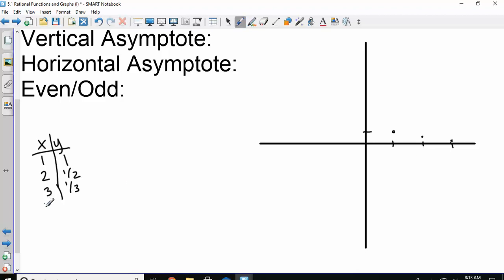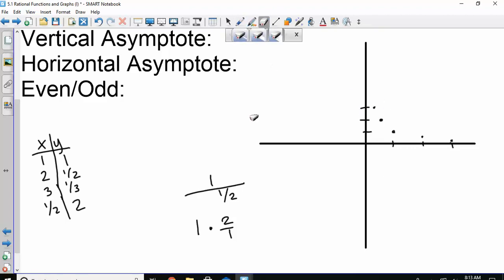what would happen if I put in a 1/2? What's 1 over 1/2? To divide by a fraction, you flip and multiply, don't you? So we get 2. So if x is a 1/2, we get out a 2. If x was a 1/3, then we would get out 3. Can we plug a 0 in? Can we do 1 over 0?